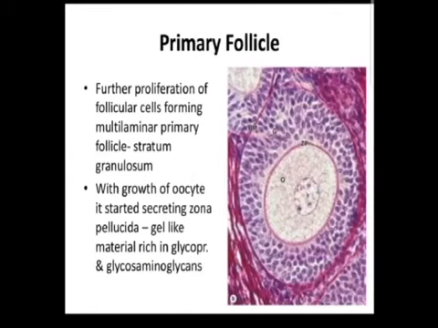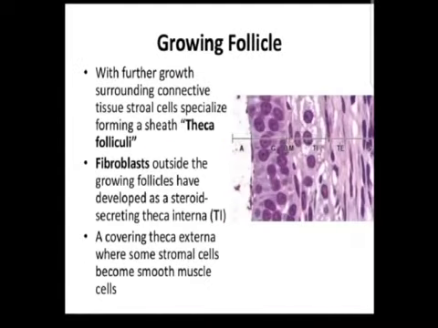Further proliferation of follicular cells forms the multilaminar primary follicle, and they give rise to the stratum granulosum. With growth of the oocyte, it starts secreting the zona pellucida, a gel-like material which is rich in glycoproteins and glycosaminoglycans.